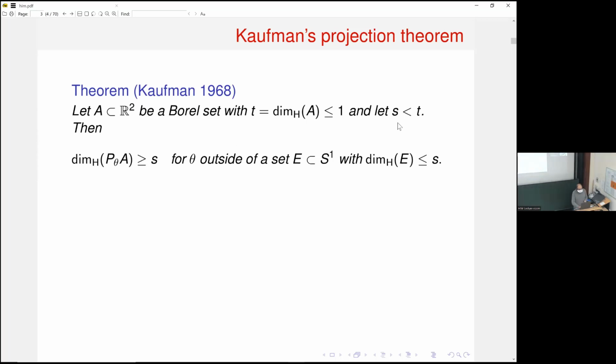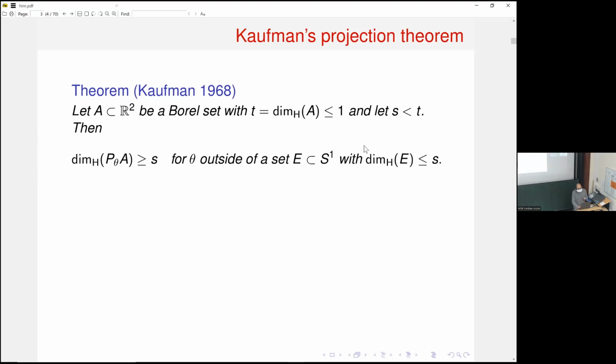Okay, so Kaufman proved that if T is bigger than S, so the set we are projecting has dimension larger than the set of directions that we are considering, then the dimension of the projection is at least the dimension of the set of directions outside of a set of directions, which is, well, at most that number. So S stands for the dimension of the exceptional set of directions. So if we have a set of dimension, for example, 1, and we consider a set of directions of dimension 3/4, then there will be some point there such that the projection of the set of dimension 1 has dimension at least 3/4. So this is what the theorem is saying.